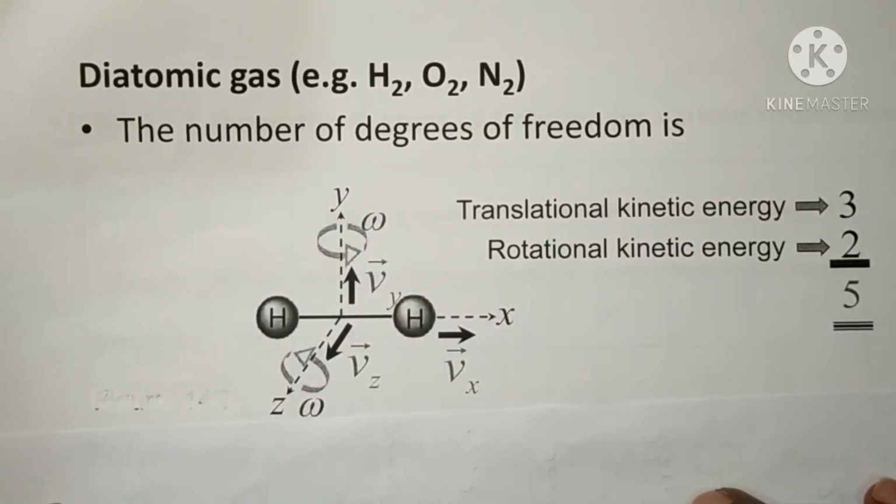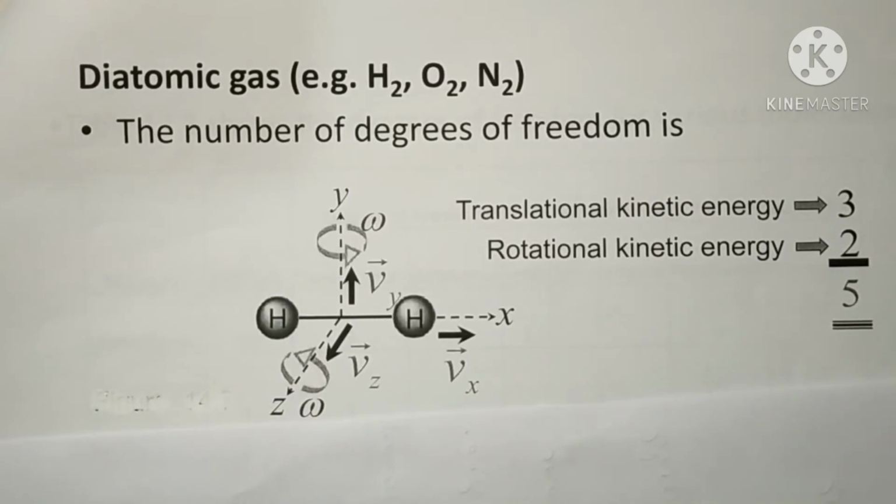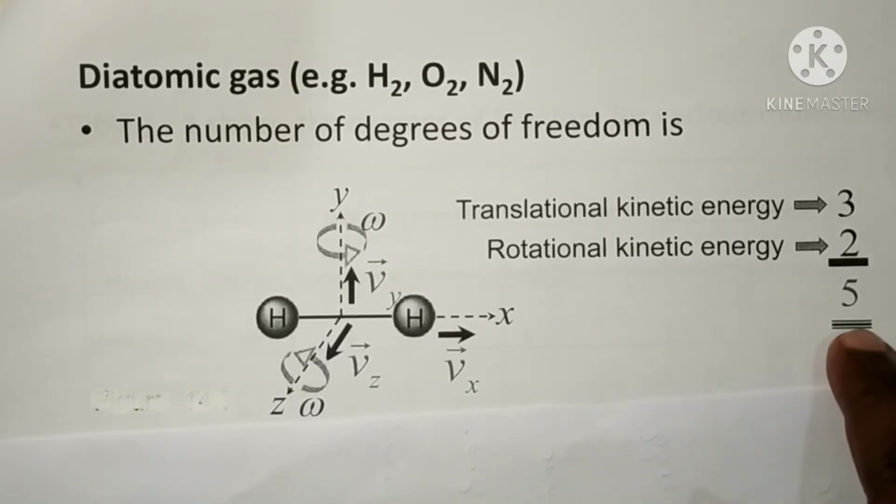For diatomic gas like hydrogen, oxygen, nitrogen, the number of degrees of freedom is 5. A diatomic molecule can have kinetic energy of rotation about any axis at right angles to its own axis. Motion about these axes is independent of each other. Translational motion in three axes x, y, z, so it is 3. Rotational motion in two axes, y and z, so it's 2. So the total number of degrees of freedom is 5.